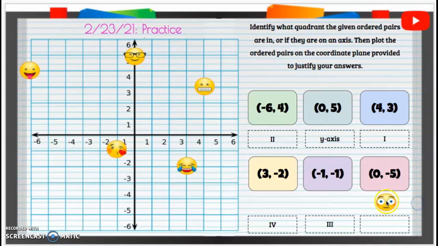III. And then we have 0, so that 0 means we're not going anywhere on our x-axis, but we are going down on our y-axis to -5. So that is going to be again on our y-axis.